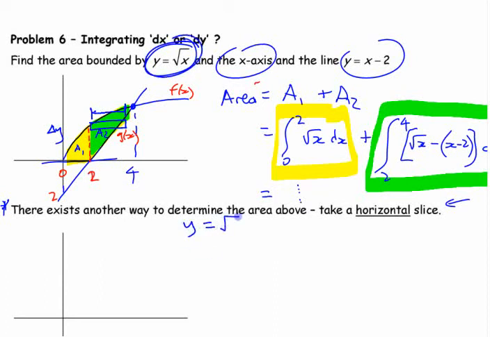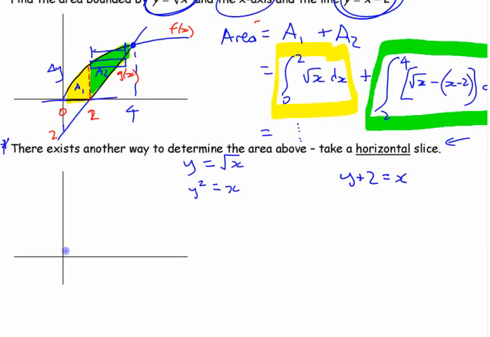y equals root x. This is a function of x. You need to change it so it says x equals y squared, with two equal signs even, just for emphasis. And you have to change this one around so that it says y plus 2 equals x, because you can look at it in relation to this axis here. The curves are the same.